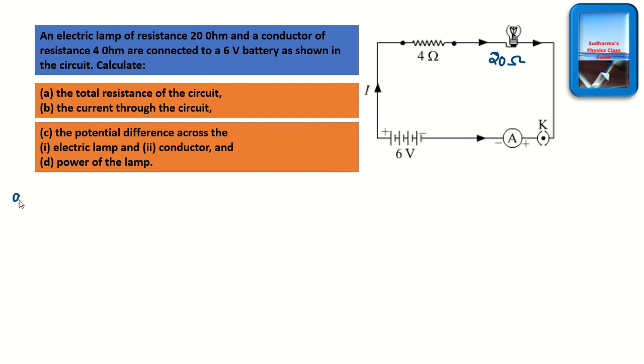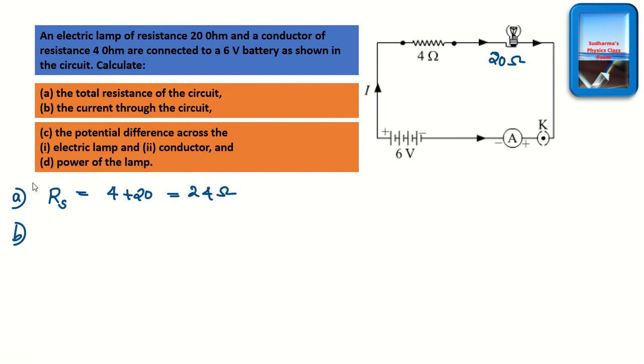So the first answer is going to be R series is R1 plus R2. So here it is the resistance of this resistor plus the resistance of the lamp. So that is going to be 4 plus 20. So that is nothing but 24 ohms.